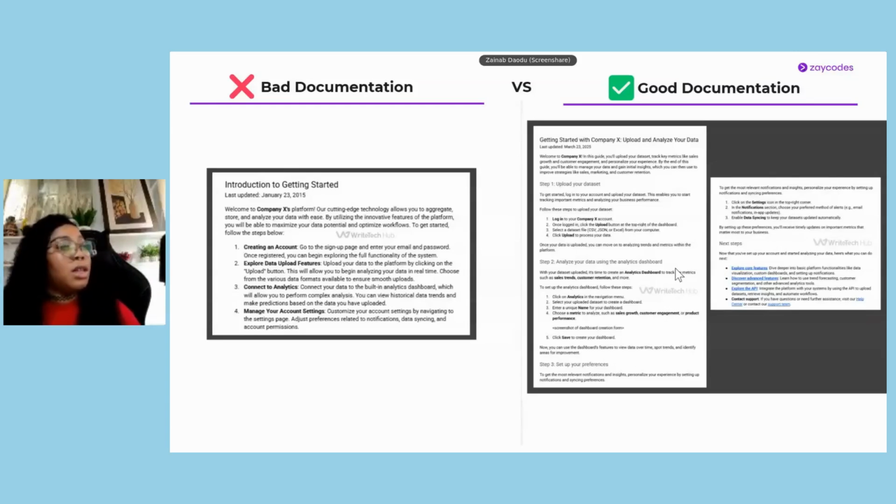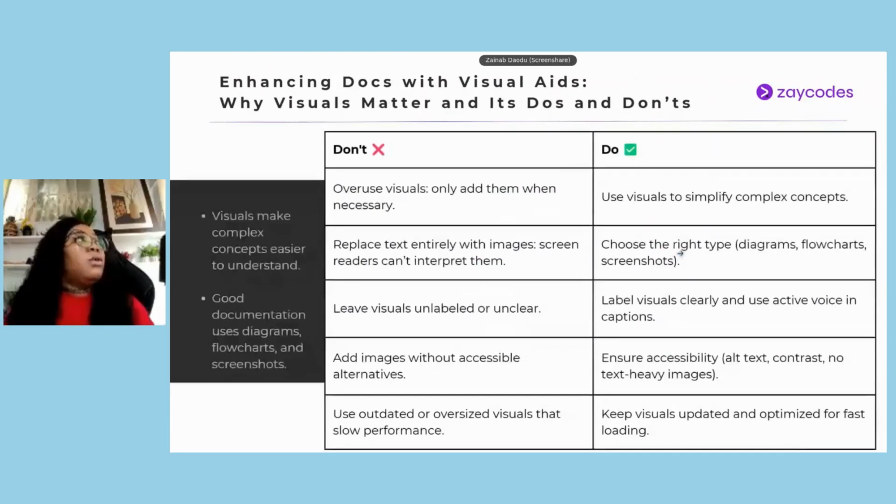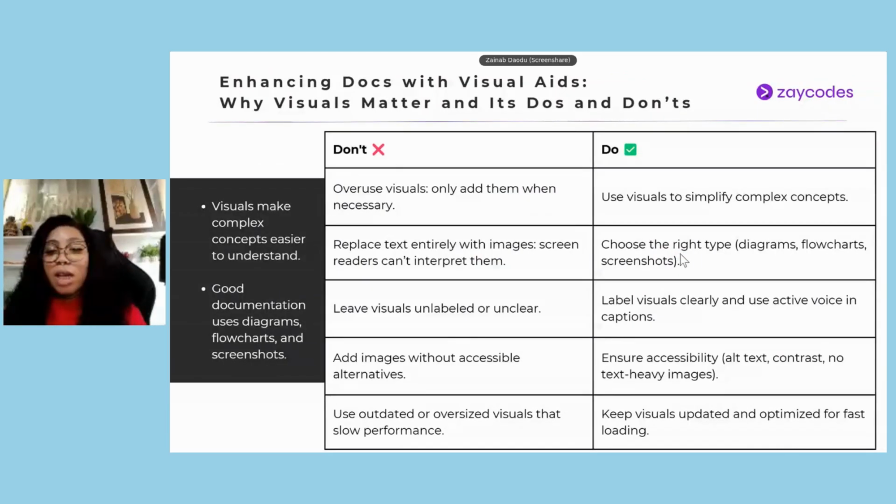This one has a lot of big words, a lot of assumptions. This one is more structured, and explains exactly what you want users to do without beating around the bush. So beyond text, visuals also help in enhancing open source documentation, or documentation in general.